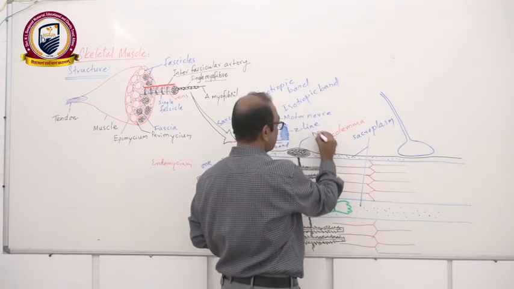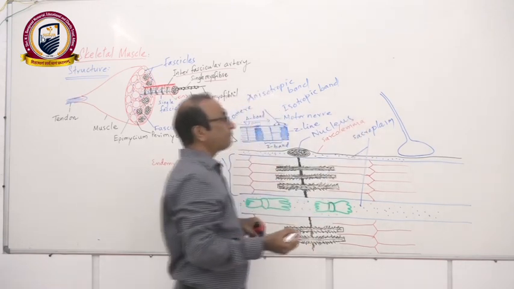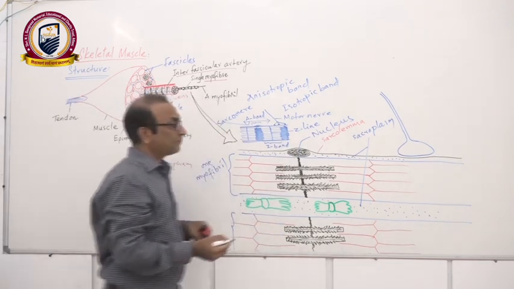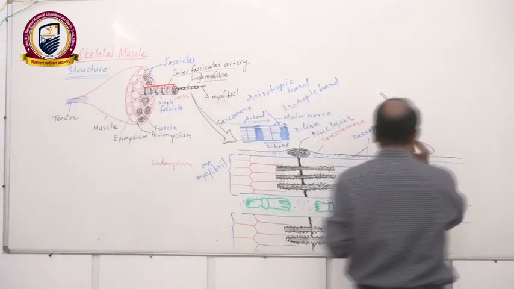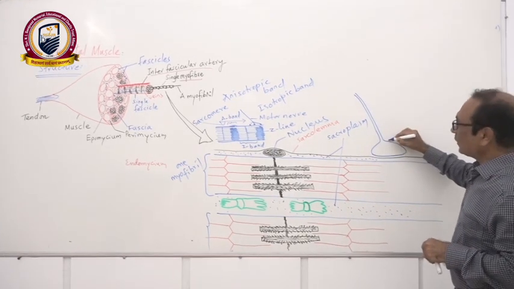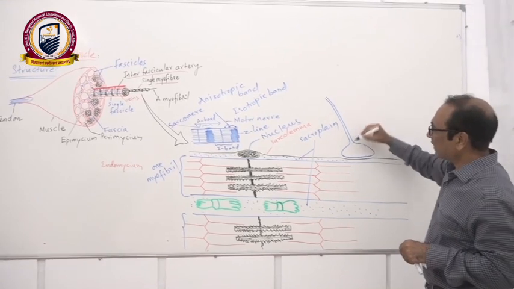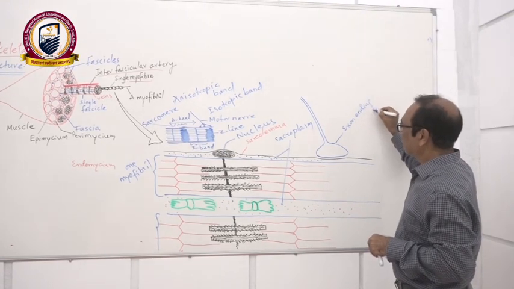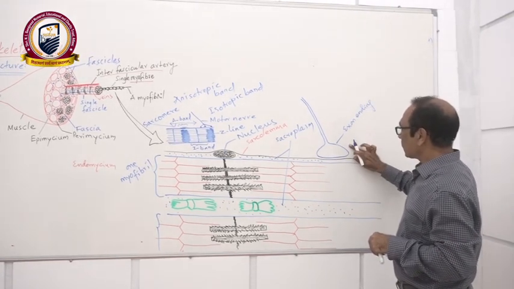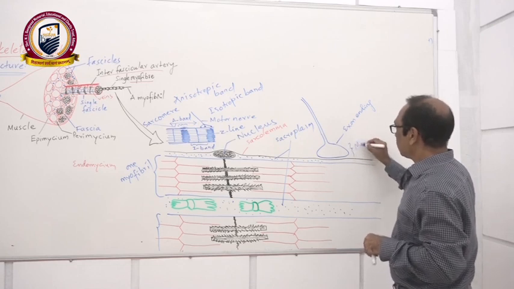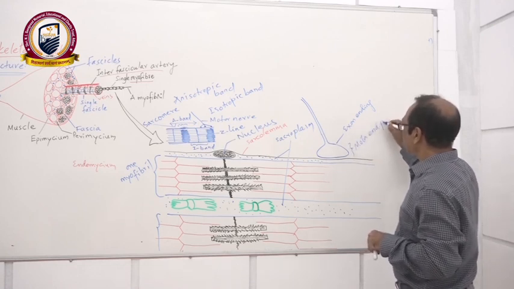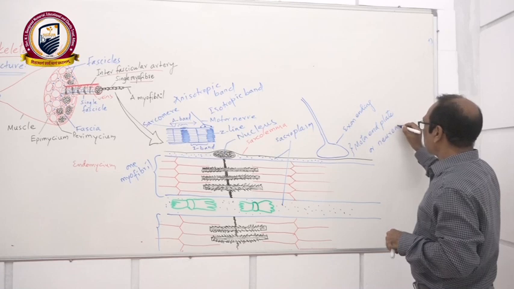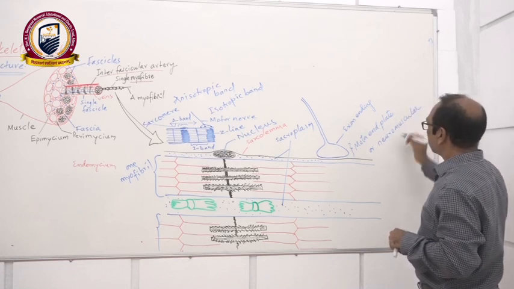Sarcoplasm, and this is the nucleus. There are so many nuclei all along the myofiber, located peripherally like this. And this is the place where an axon ending, you see here, a motor nerve axon ending is shown here. So this is called the motor end plate or neuromuscular junction.